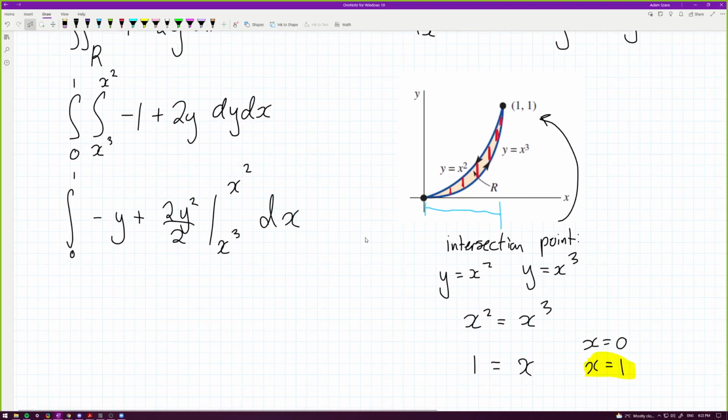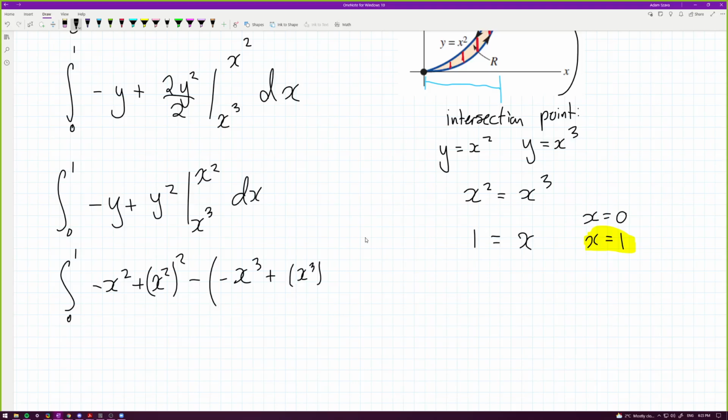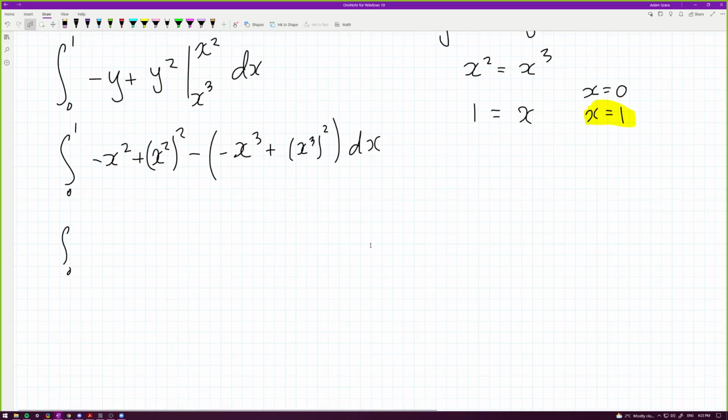dx at the end. All right, then we integrate from 0 to 1. I'll just simplify a little bit. -y plus y squared, evaluate that from x cubed to x squared, dx. Okay, integral 0 to 1. So now evaluate: -x squared plus x to the, well, I'll call it x squared squared, minus -x cubed plus x cubed squared, dx. It's just going to be a big polynomial, right?